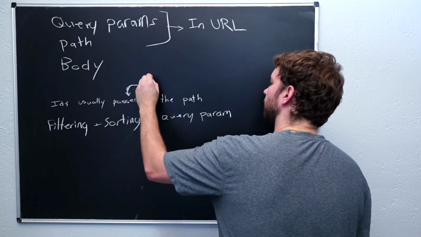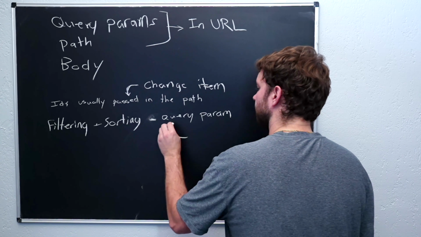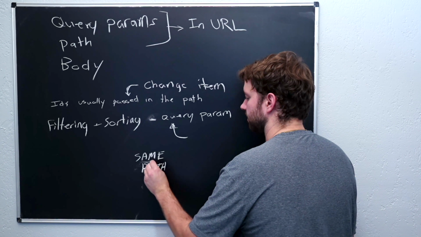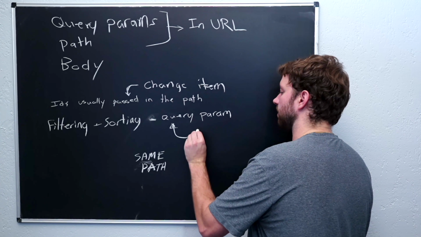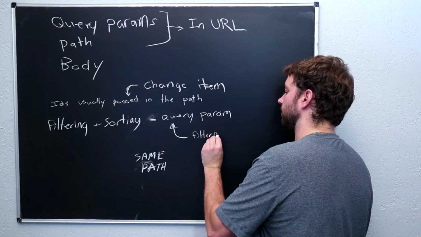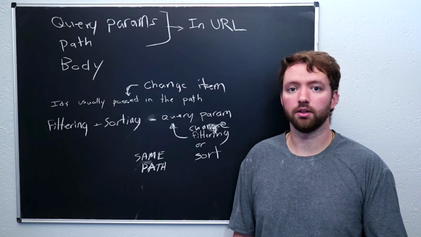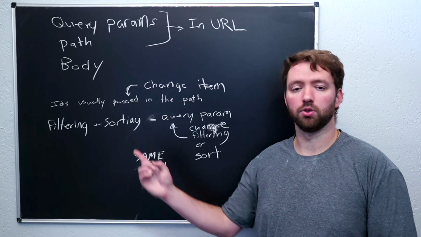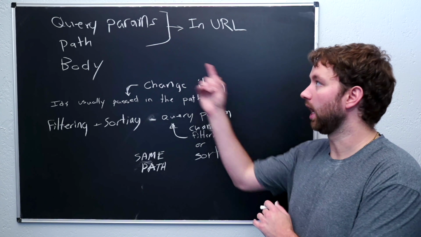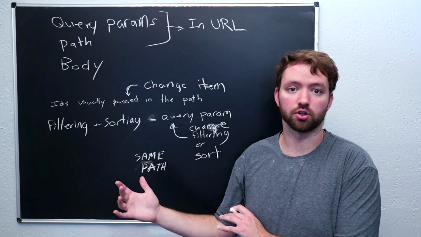So if we change the ID, we change the actual item we're looking at. If we change the query parameter, it's still the same path. You can think of it as the same endpoint. It's just going to change the filtering or sort. So that's really important to understand. Another thing is that with query parameters, you can stack multiple in a row. You can do that with the path as well, but there's typically going to be additional nesting.